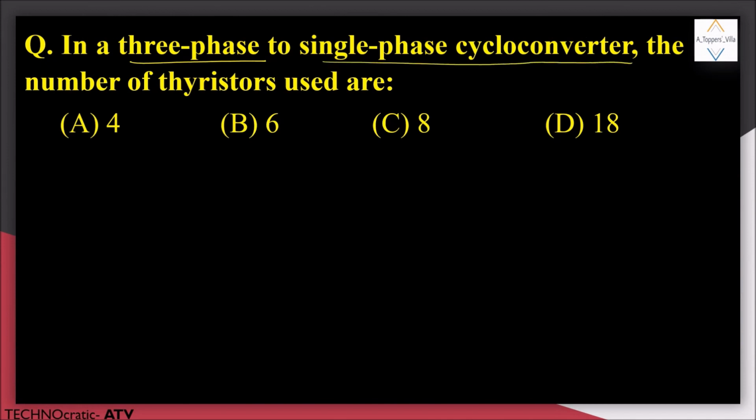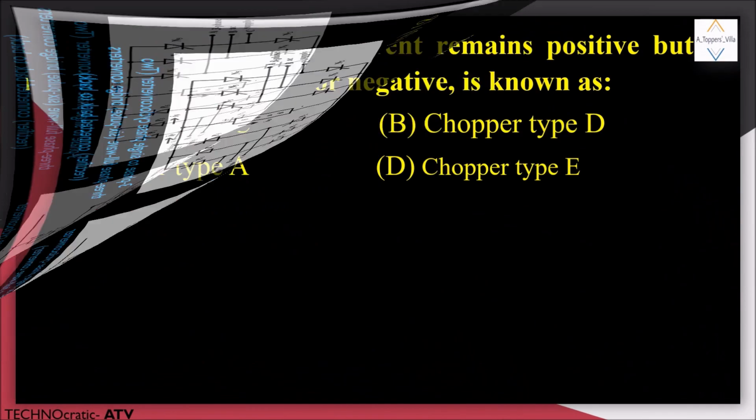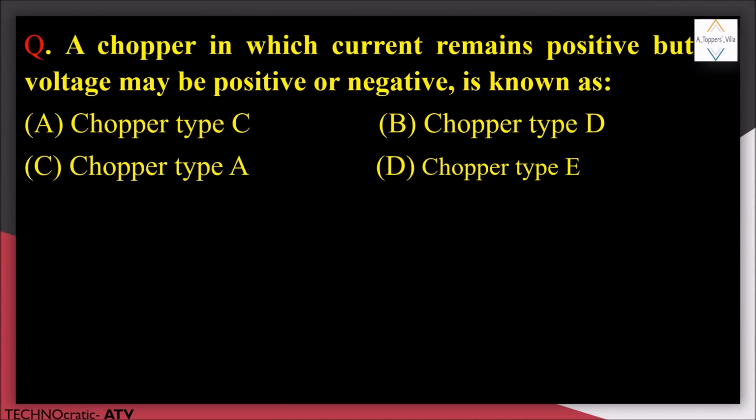In a three-phase to single-phase cycloconverter, the number of thyristors used are 3 antiparallel to 3 more thyristors. There is a total of 6 thyristors used. So option B will be the correct option. A chopper in which current remains positive, but voltage may be positive or negative, is known as chopper type C, chopper type D, chopper type A, or chopper type E. So here the answer will be chopper type D.